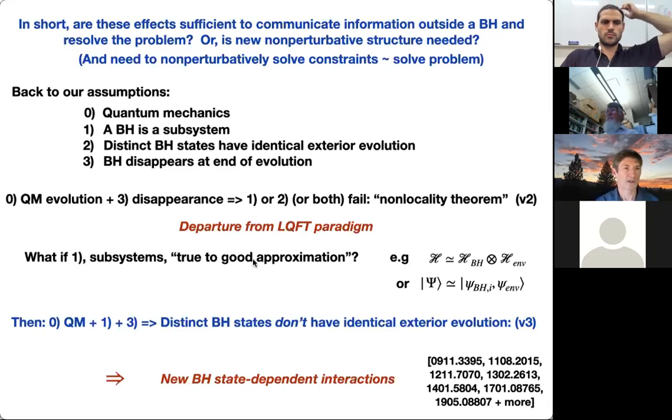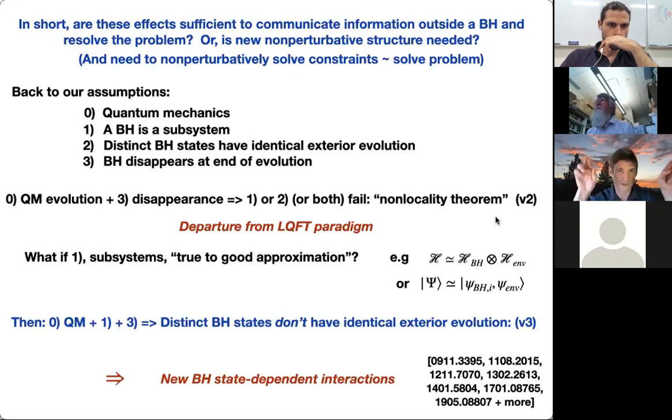But let's go back to our assumptions. And here I've added quantum mechanics as the first assumption. So these are the four assumptions that are in conflict, and let's look at different ways of reading that conflict. So if we assume that quantum mechanical evolution holds and black holes disappear, that tells us that one or two or both fail. You can think of that as a sort of non-locality theorem. This is version 2 of this theorem. And so that's telling us there has to be some important departure from the local quantum field theory paradigm.